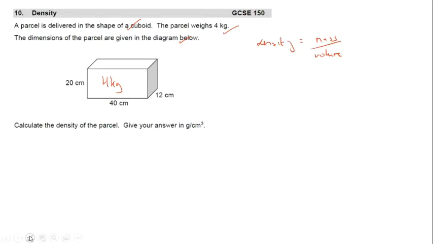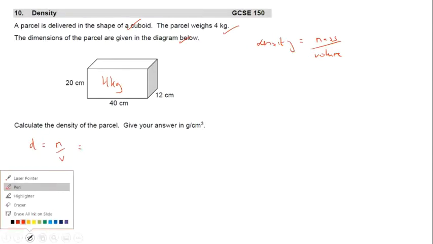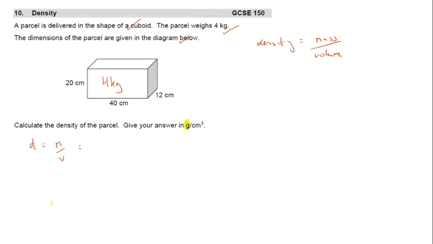Right, the first thing I spot here, let me write the formula down. Density is mass over volume. So at the moment, what do I know? I know the mass is 4 kilograms, but I can't put 4 kilograms on top of the fraction because it's asking for my answer in grams per cm cubed. That means I need grams on top of this fraction. We should know that 4 kilograms is 4,000 grams, because 1 kilogram is 1,000 grams. So this is going to be 4,000 grams on top here.